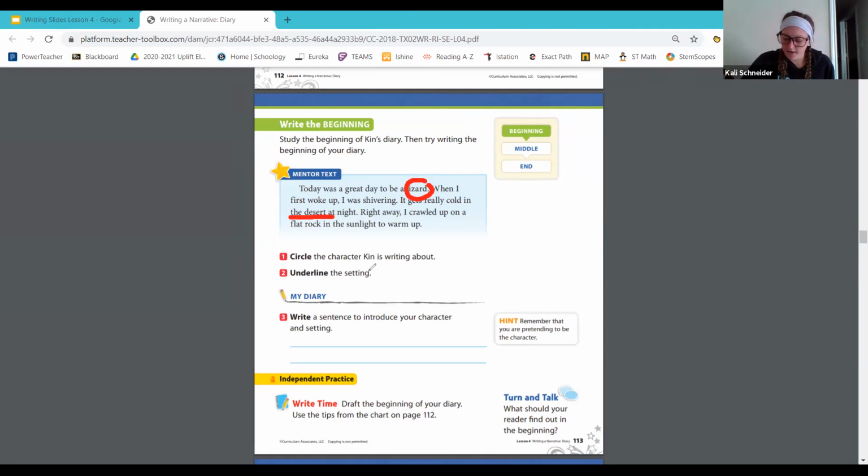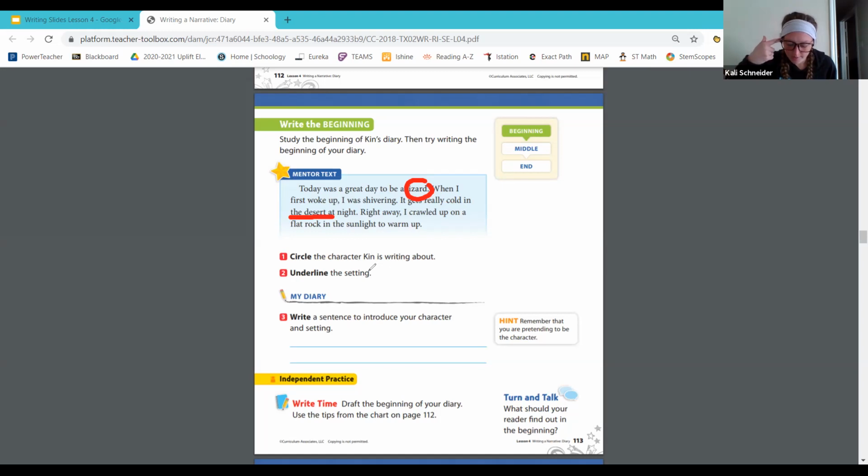So how can we tell if Ken included important information? Well, if we look at the chart again on page 112, it tells who the story is about and where and when the story takes place. So Ken included that, a lizard in the desert. Set your story up for success.